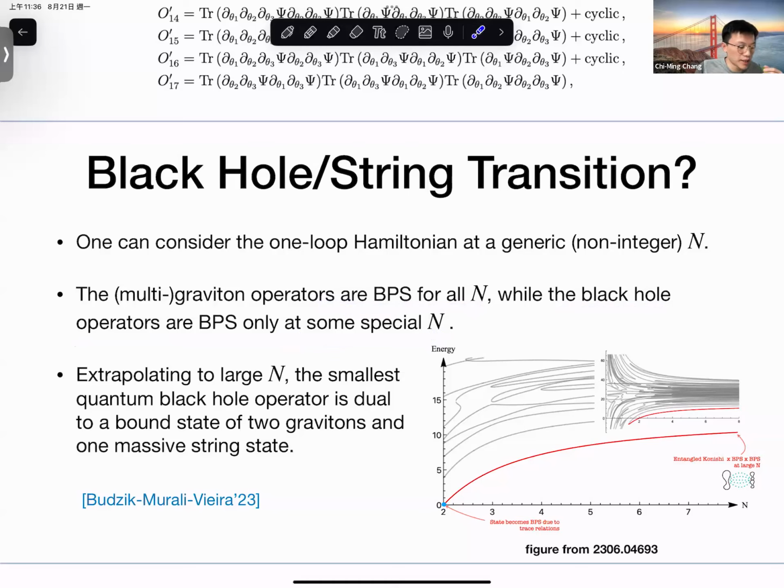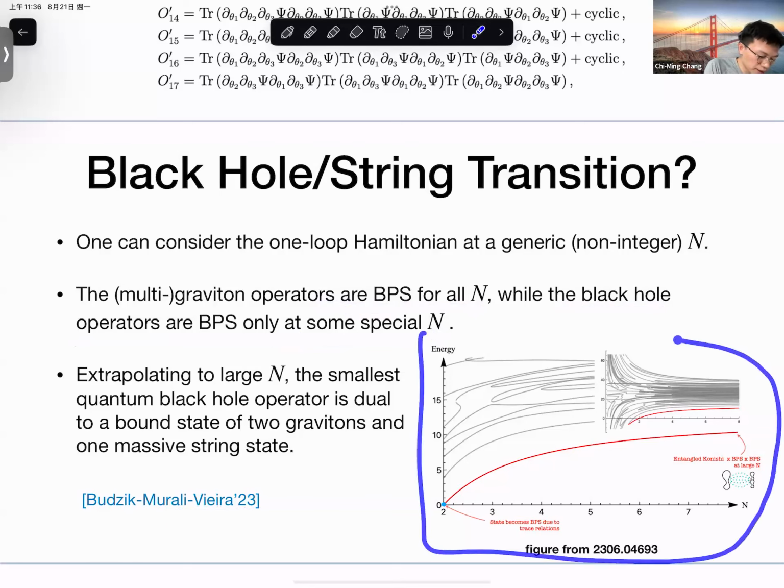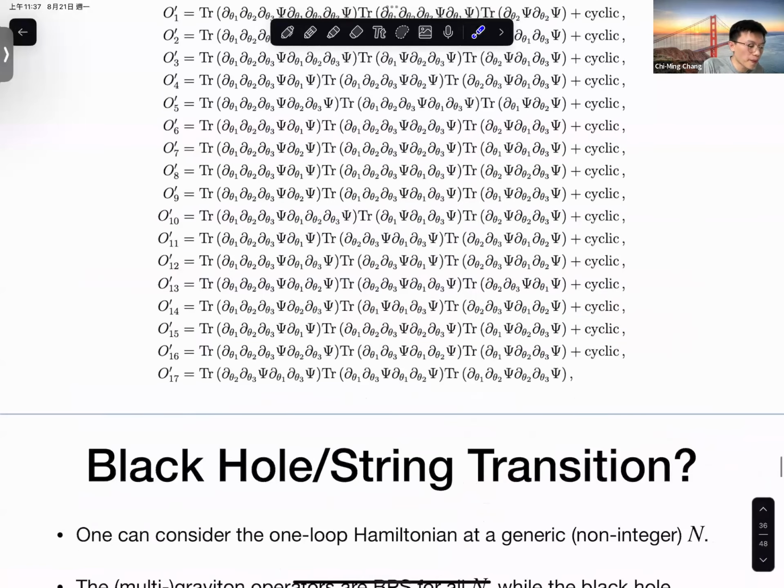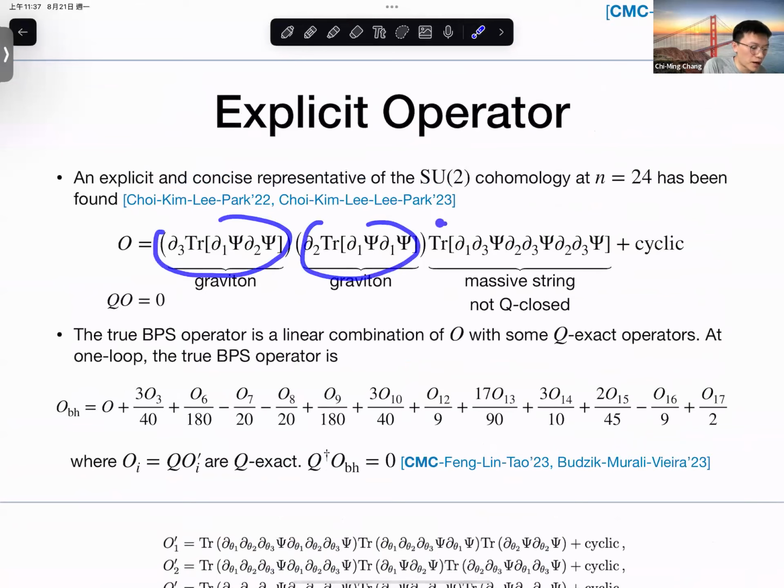In particular, we can study that particular cohomology class at level 24 and compute the one loop anomalous dimension. It's from the work of the Paramesh group, and they found this plot. These red lines denote the anomalous dimension of that particular non-graviton cohomology, and it has zero anomalous dimension at exactly n equals 2, but it will have a non-zero anomalous dimension if you try to extrapolate to large n. With this, we can have a quite interesting interpretation. At large n, you can interpret this operator as some weakly bound states of two gravitons and one string.